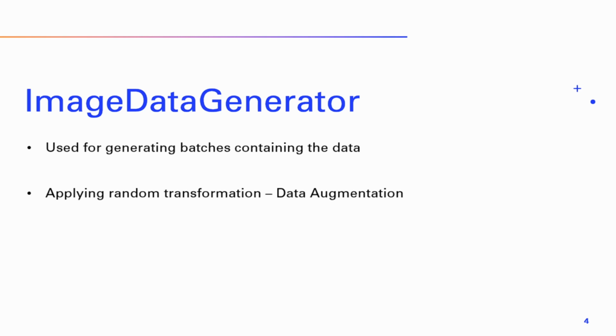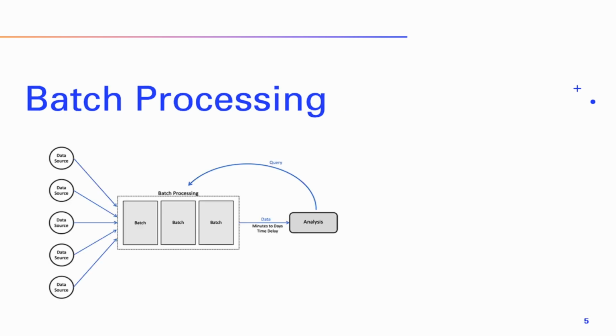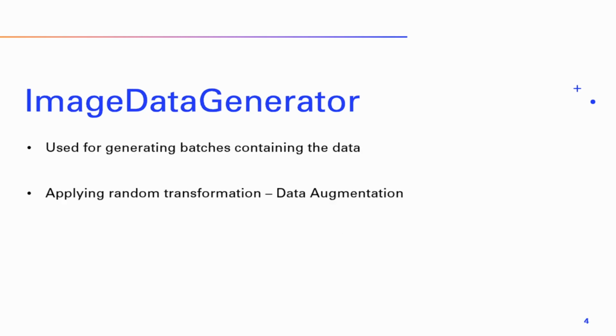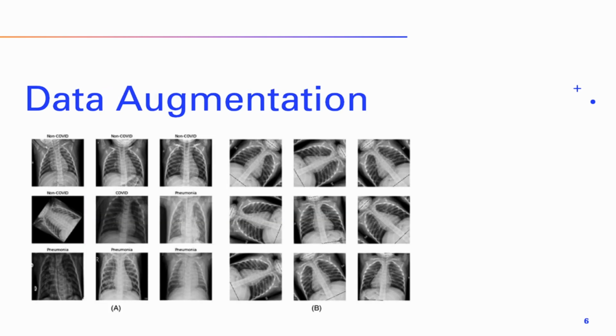So before we jump into the code, I want to introduce you to some concepts like the image data generator, which is used for generating batches containing the data. When training your model, sometimes it can be really expensive to load all the training data into the model all at once. So the image data generator helps us to load the training data as batches into the model. The second thing it helps us with is to apply random transformation to the data. So we could, for example, flip the data, we could zoom into it, we could rotate it. And this helps us to introduce diversity and also increase the training data size.